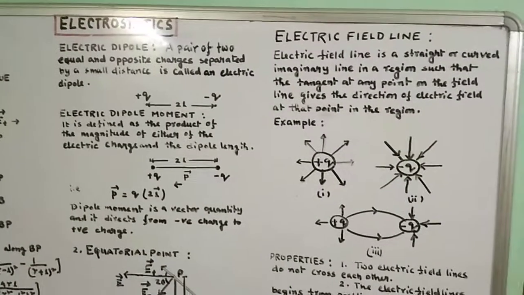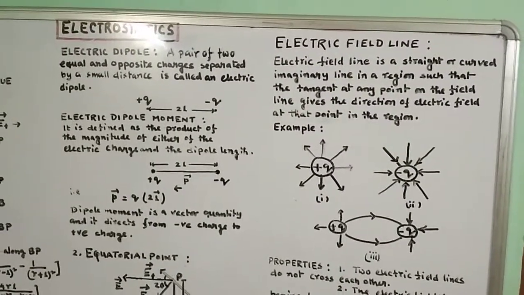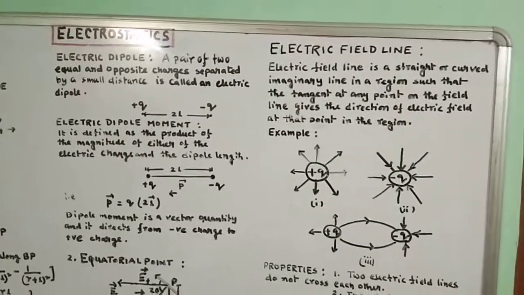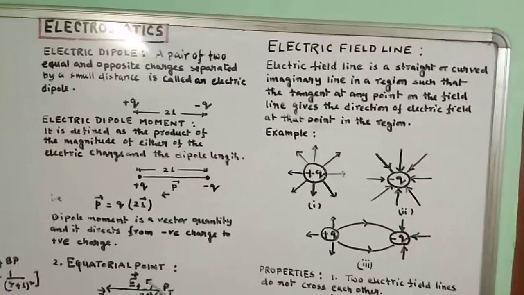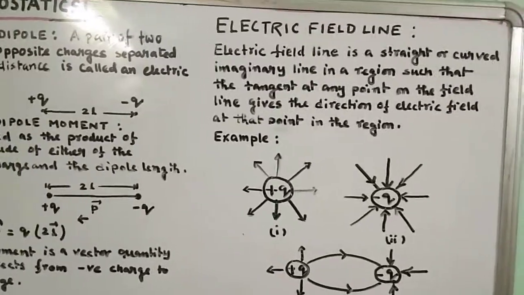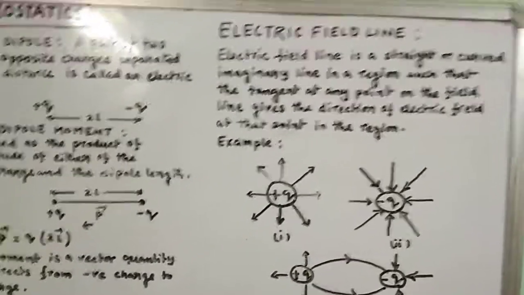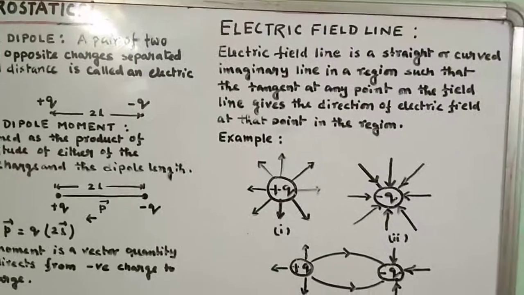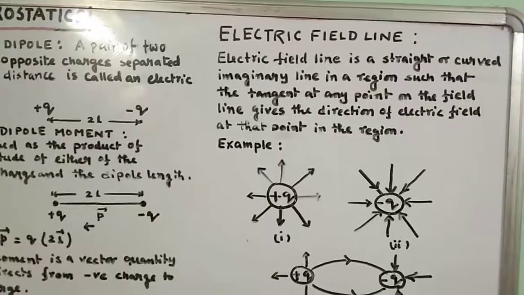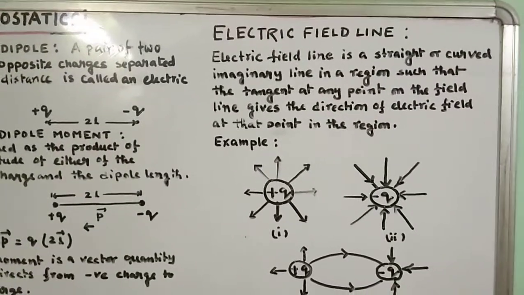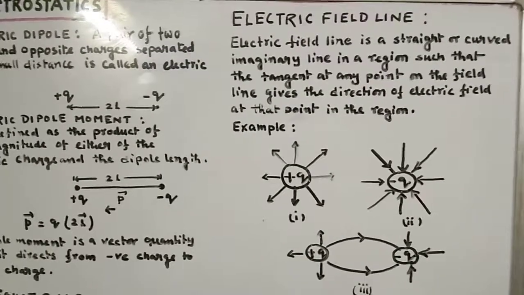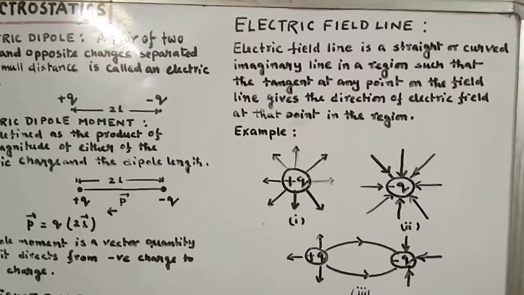So let me try to define electric field line. Electric field lines represent the influence of the electric field. As per the definition, an electric field line is a straight or curved imaginary line. These are imaginary lines to represent the influence of the source charge or the field. The tangent at any point on the field line gives the direction of the electric field at that point in the region.